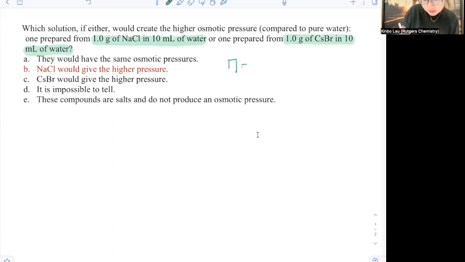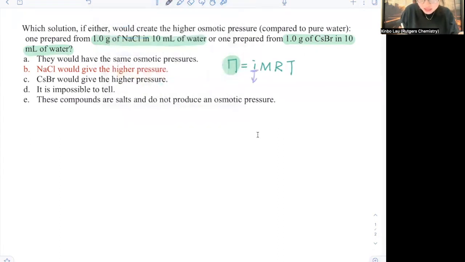Osmotic pressure π equals i, which refers to van 't Hoff's factor, times molarity times R times T. So this is the equation. Now let's see how it relates to our question. The question is asking which one has higher osmotic pressure, so we're comparing π. Let's look at the rest of the terms.